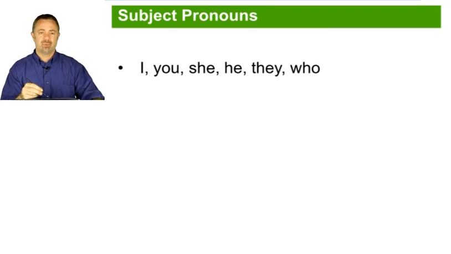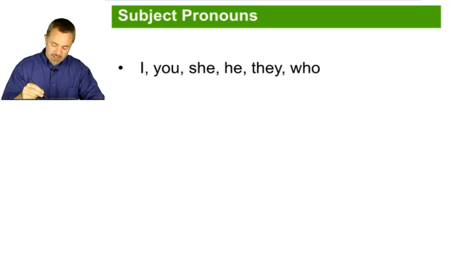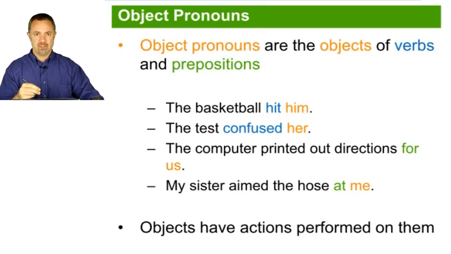Some further examples would be I, you, she, he, they, and who. You don't have to know these all intricately. Eventually, when you learn the rule, you'll start to be able to use your ear for whether you should use subject pronouns like I, you, she, and he, or alternatively, object pronouns.